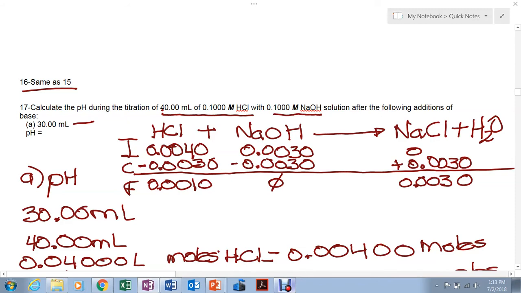We got initially, okay, 40 milliliters of the acid. So we got 0.0040 moles. And we added 30 milliliters on letter A of 0.100 molar. So it's a 1-to-1 ratio. So if we compare the moles of each one, the NaOH is the limiting reactant, because we added less than what we had of acid.